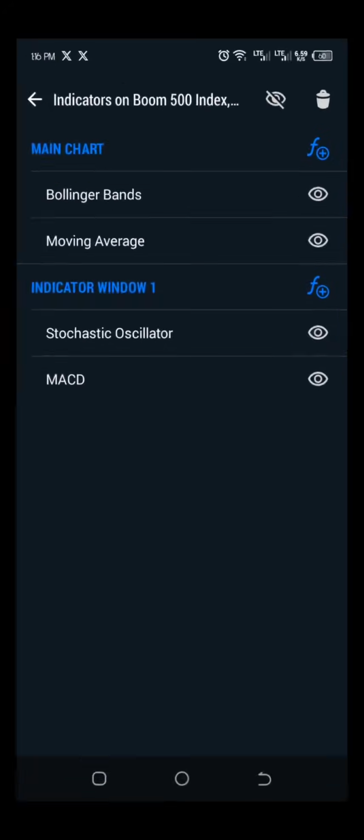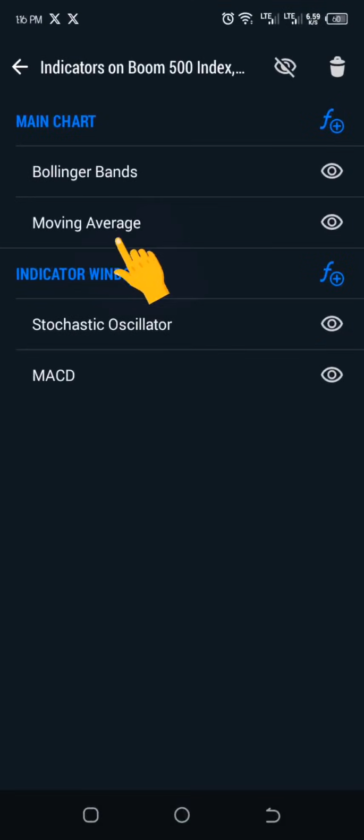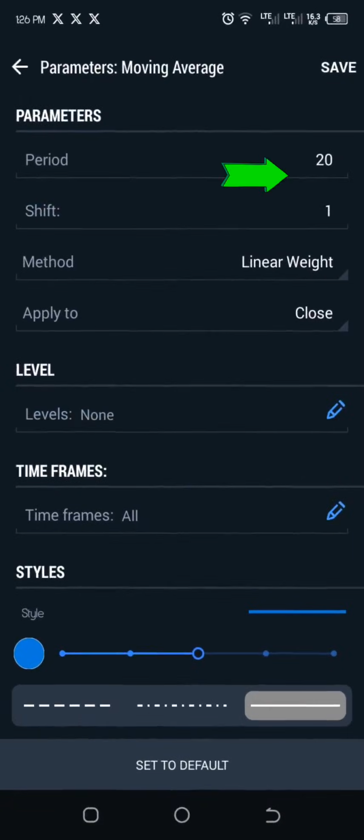And for the second indicator, which is the moving average, click on main chart F plus again, search for moving average, and these are the parameters. The period is 20, shift is 1, method is linear weighted, apply to close, and for the style use any color of your choice and click on save. So that is the second indicator we are going to be using for the strategy.